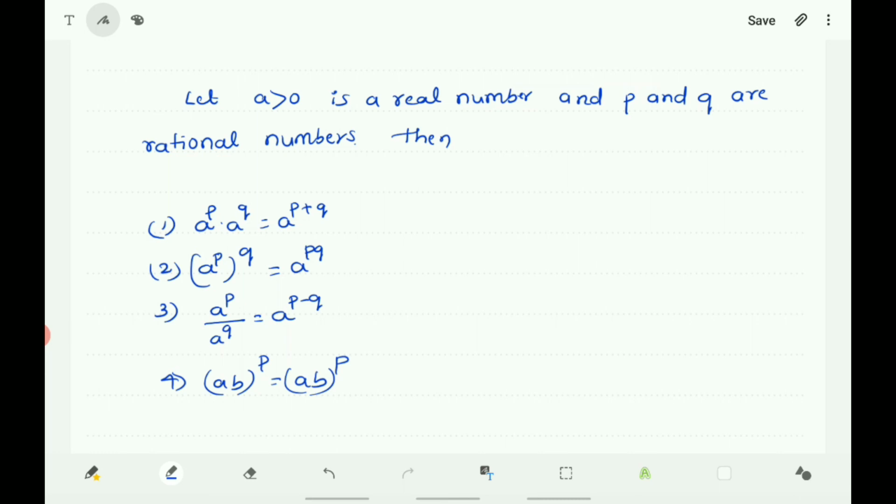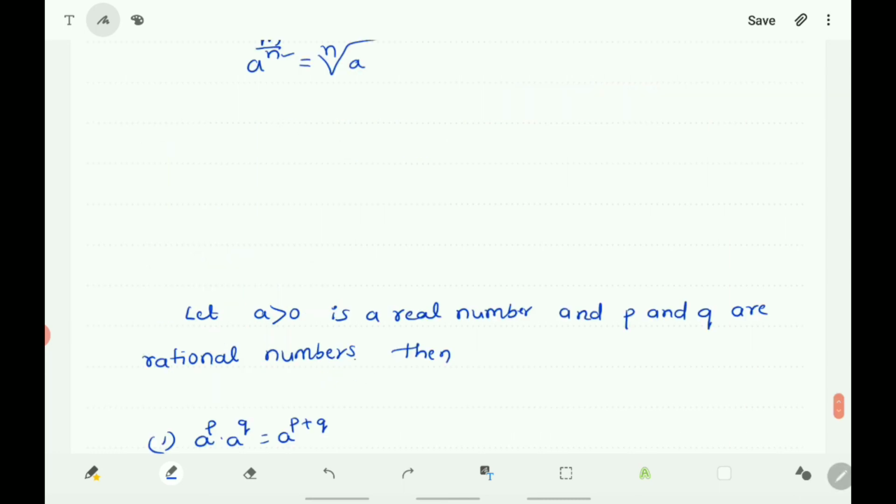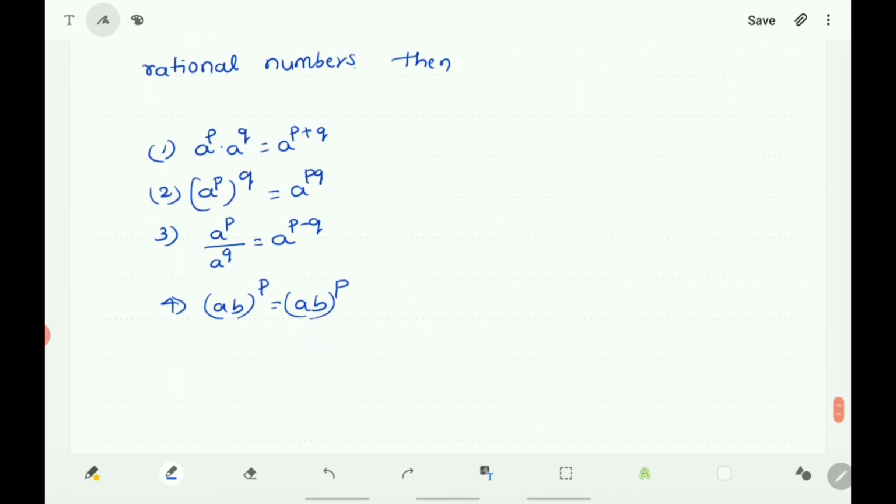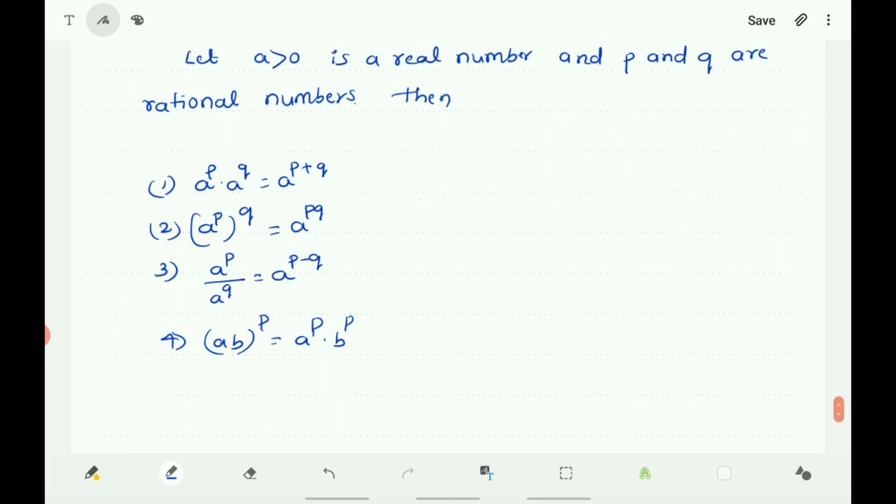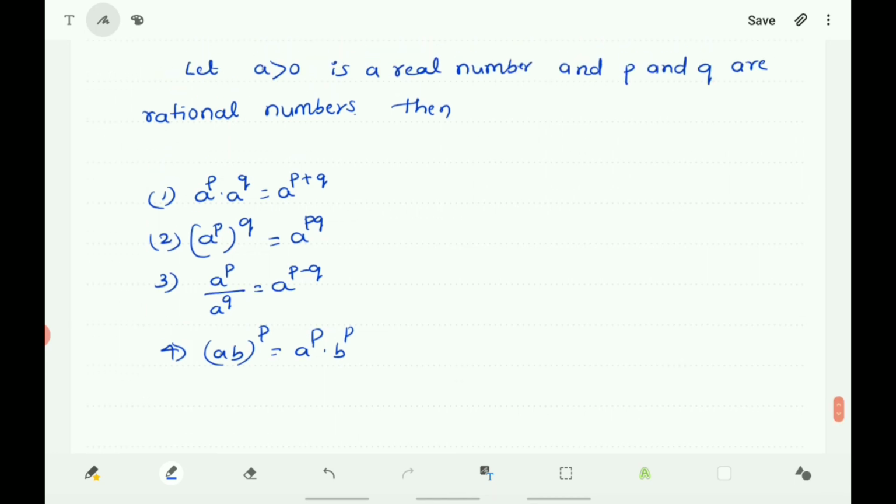ab whole to the power of p is equal to, here both a and b get the power, that is a to the power of p into b to the power of p. Both are the same here, but here p and q are rational numbers. And with the help of this you can solve many examples by using the laws of exponents.